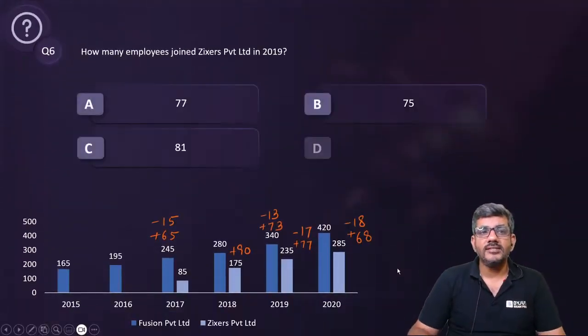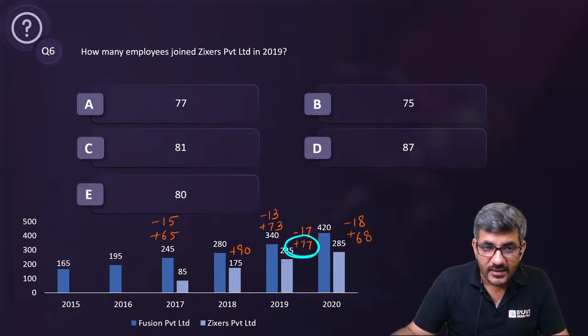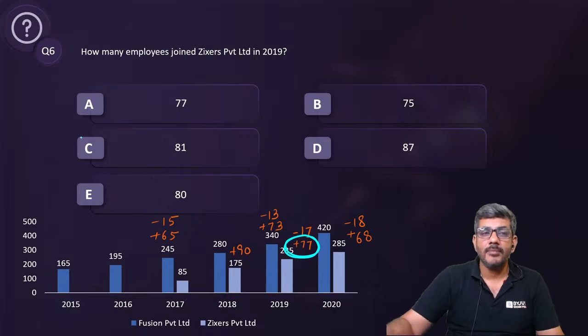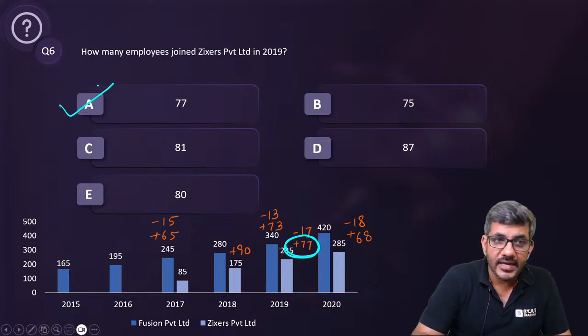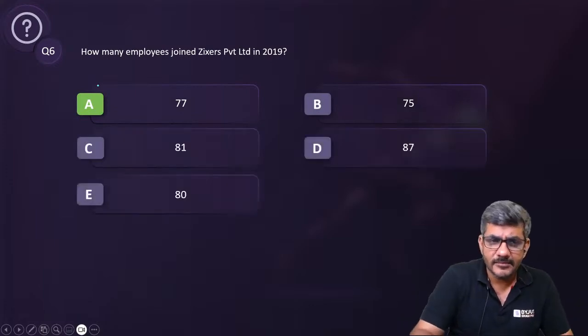How many employees joined Zixer Private Limited in 2019? How many people joined Zixer in 2019? It was joined by 77 people. So my answer is option A this time. Once the data is there, after that questions become very easy.